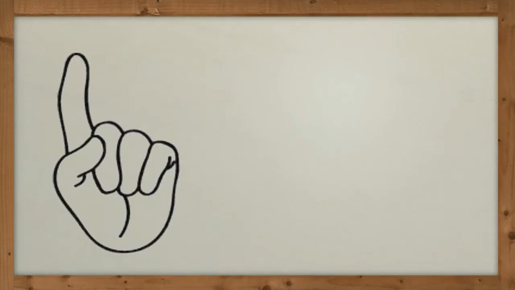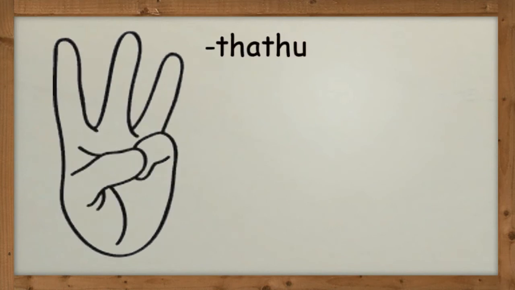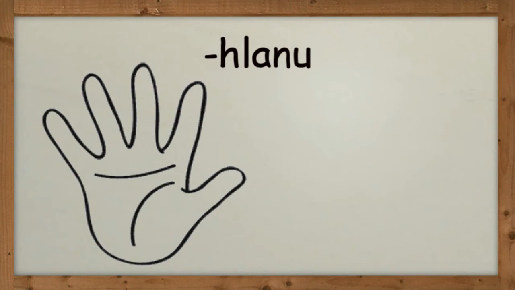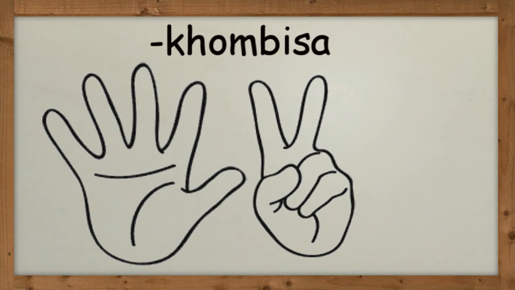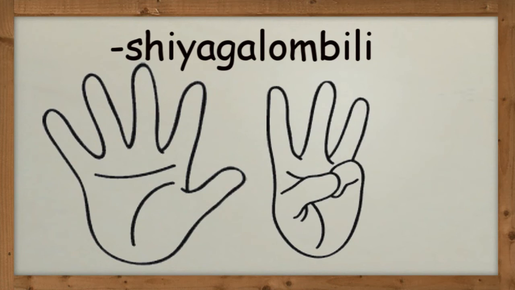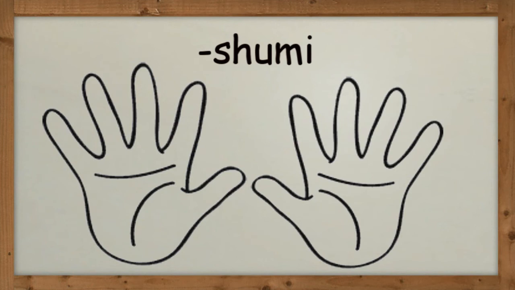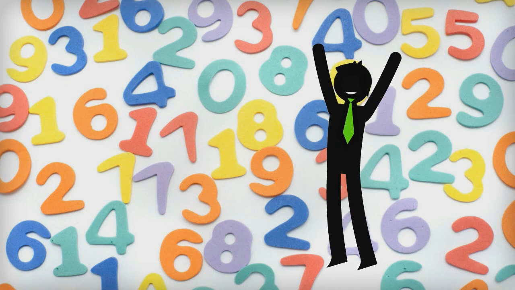So, we have Nye, Billy, Tatu, Ne, Hlanu, Tupa, Kombisa, Shiagalombili, Shiagalolunye, and Shumi. And now you know the root words for numbers in isiZulu.